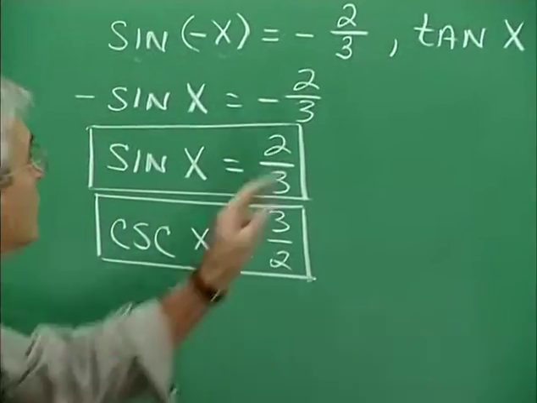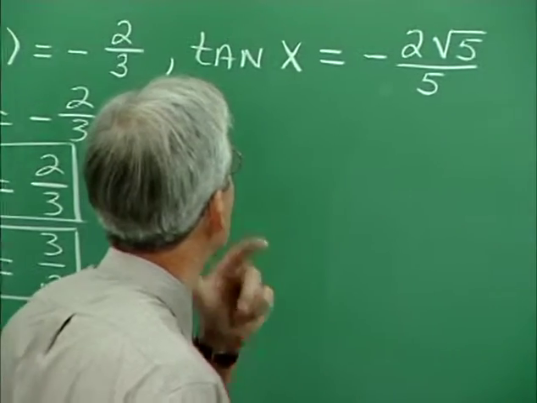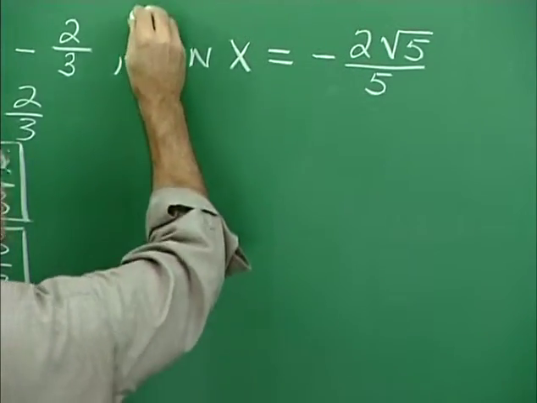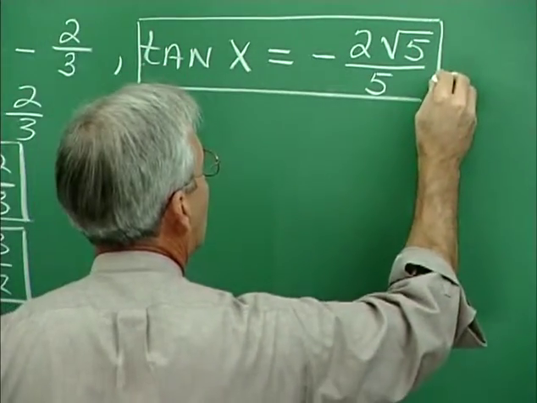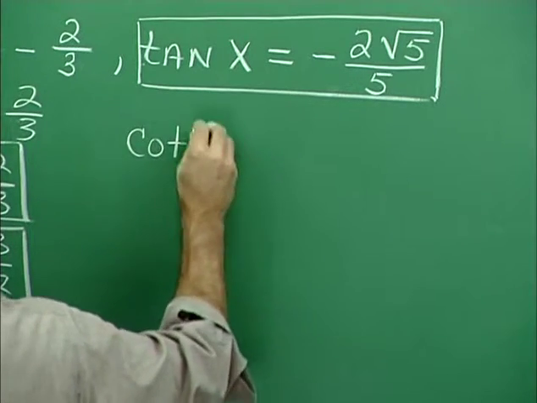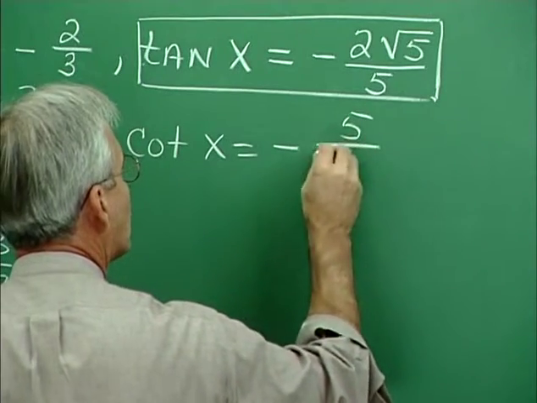Now let's turn our attention over here. Tangent x is negative 2√5 over 5. Well, gee, if we know that already, and that's one of the items that we needed to find, and it's already found for us, then we know that cotangent is the reciprocal, so it's negative 5 over 2 root 5.